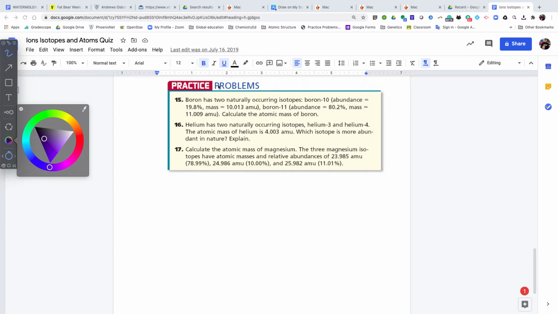Okay, so if I look at this problem, it says boron has two naturally occurring isotopes, boron 10 with an abundance of 19.8%, that is 19.8% of the atoms are this isotope, and another isotope, boron 11, it's about 80% of the atoms and has a different mass. This should read the average atomic mass of boron.